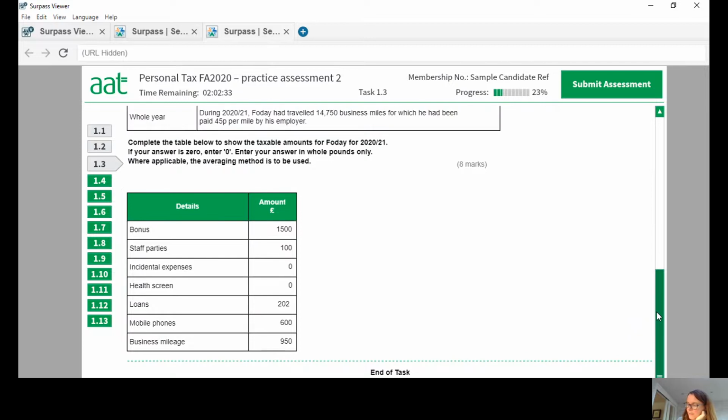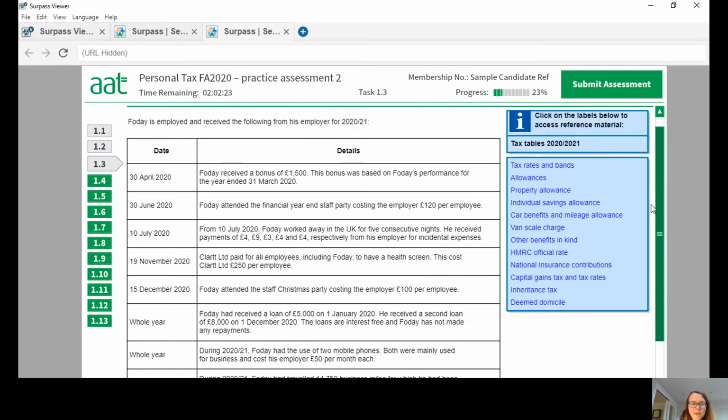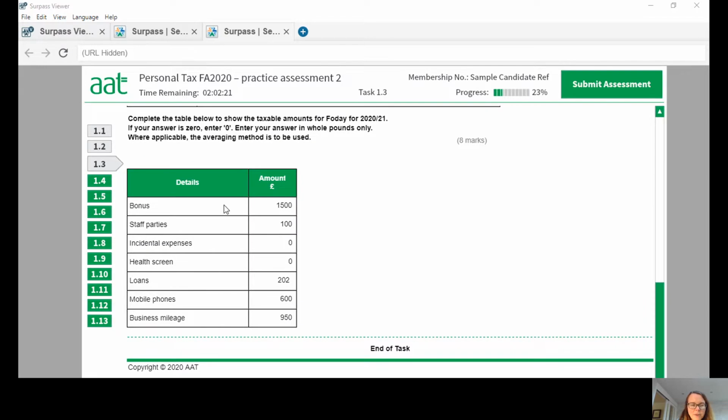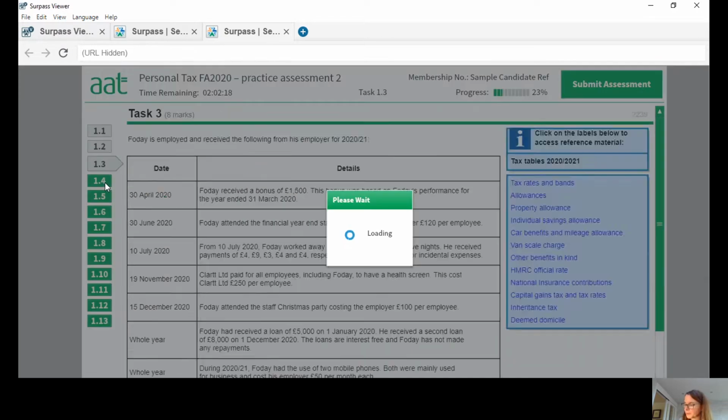Quite a lot, isn't it? Is that right? 4,750 times 20p is, yeah, 950. Right, there we go. So that's that question. That's quite good. Right, so task 4 then.